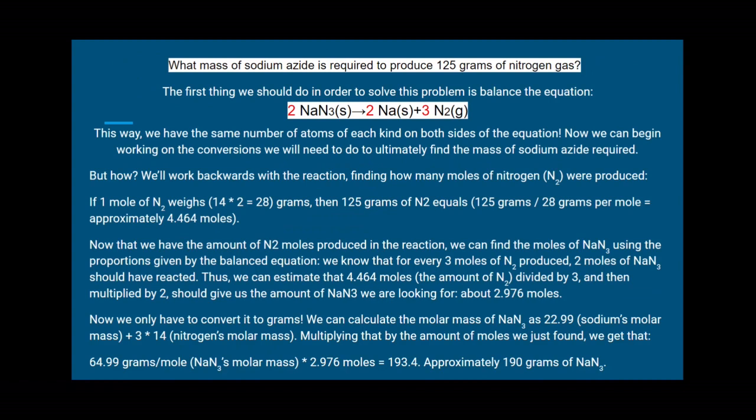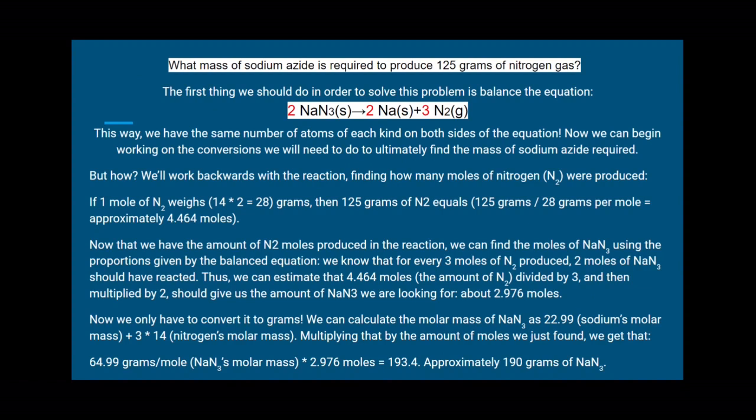Okay, so the question we are being asked is, what mass of sodium iodide is required to produce 125 grams of nitrogen gas? So the first thing we should do in order to solve this problem is balance the equation. This way, we have the same number of atoms of each kind on both sides of the equation. Now we can begin working on the conversions we need to do in order to ultimately find the mass of sodium iodide required. But how?